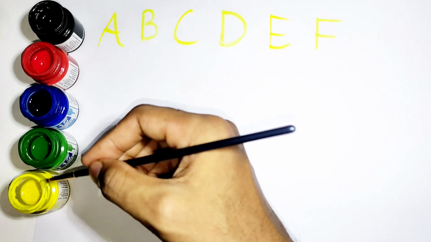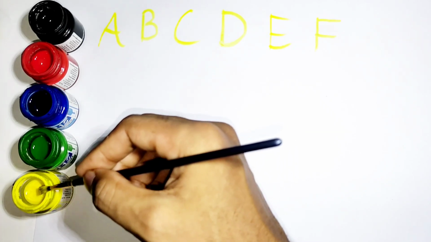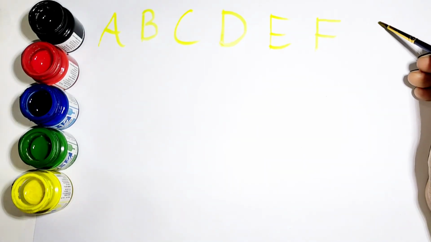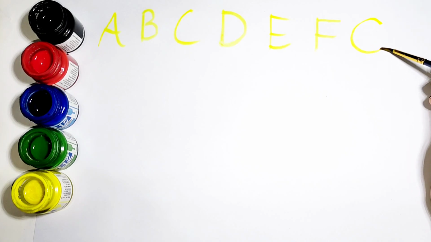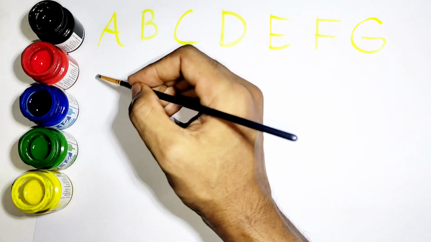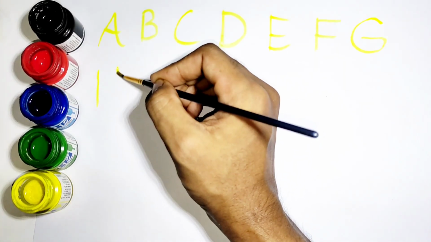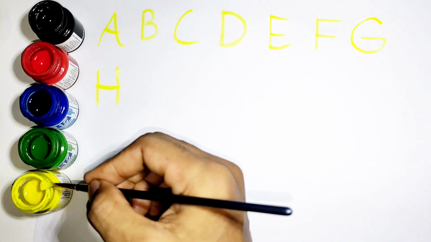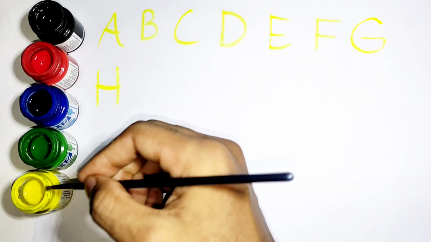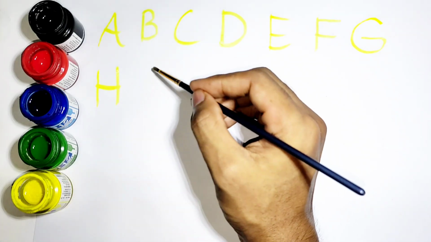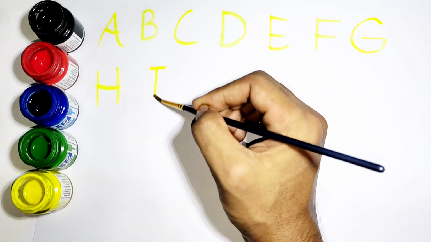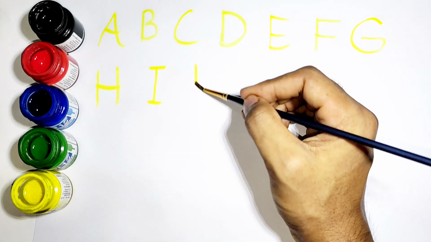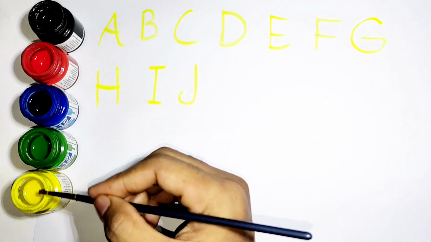The next one is G. G for God. And the next one is H. H for hand. The alphabet of H. The next one is I. I for ice. The next one is J. J for jackfruit.